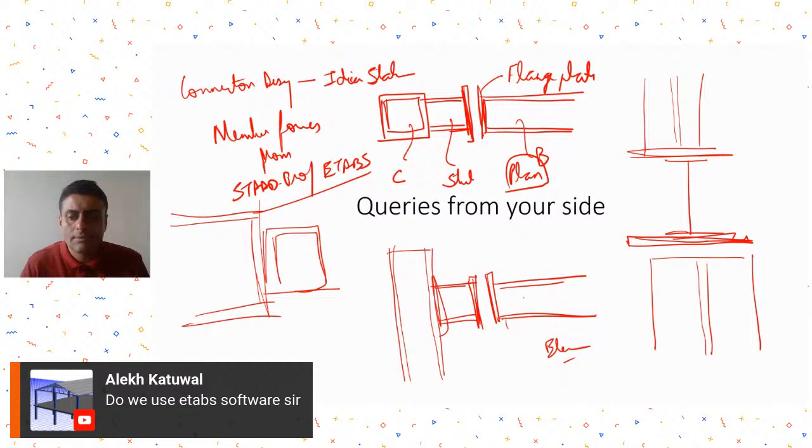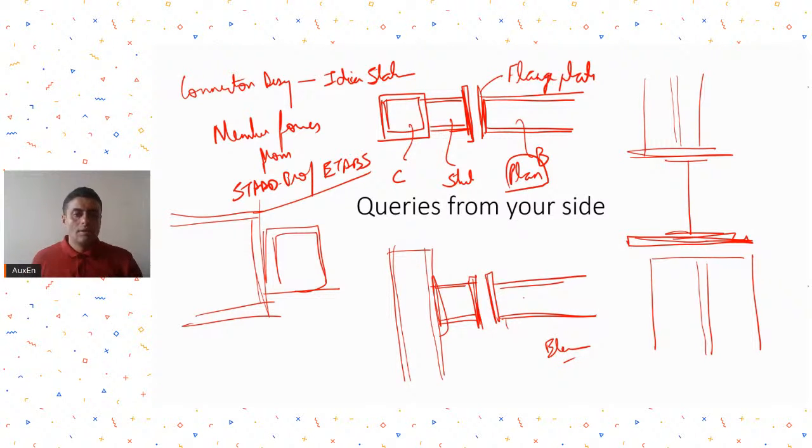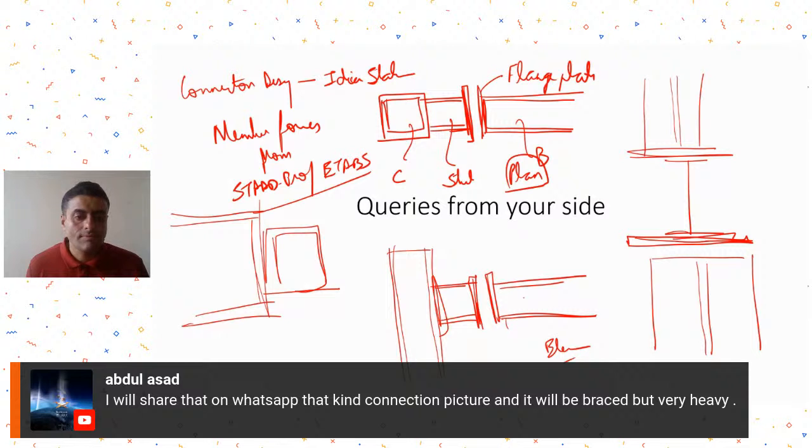Idea Statica or Excel spreadsheets. Okay. Yes. Anything else? Yes. Abdul is saying that he will share the details of outrigger truss to mega composite column connection on the group. And yes. Okay.